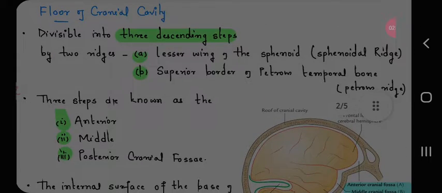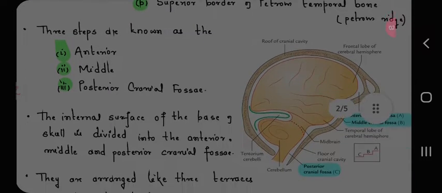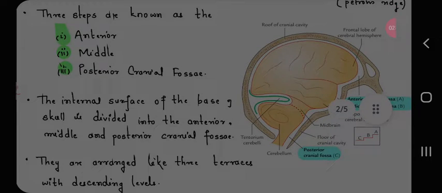The floor of the cranial cavity is divided into 3 descending steps by 2 ridges: the lesser wing of the sphenoid, the sphenoidal ridge, and the superior border of the petrous temporal bone, the petrous ridge. The 3 steps are known as the anterior, middle and posterior cranial fossa. These lodge the frontal lobe of the cerebral hemisphere, the temporal lobe of the cerebral hemisphere, and the cerebellum, with the midbrain and tentorium cerebelli shown.